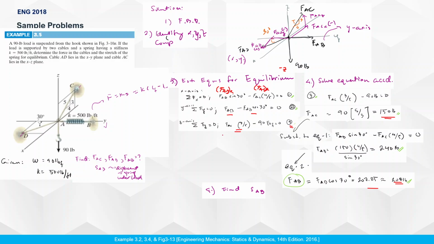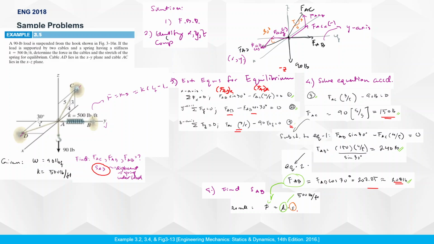And then from there, we are left with one more problem. What is the displacement basically? What is the stretch of the spring for the spring to maintain equilibrium? So recall that we have this formula where force is equal to Ks. This is FAB here. Okay, we have K at 500 pound force per feet. All that's left is the S.